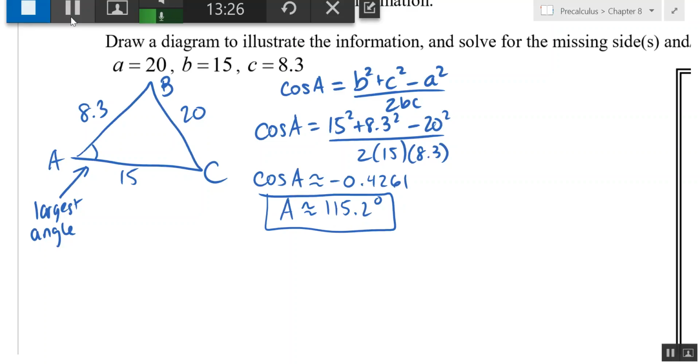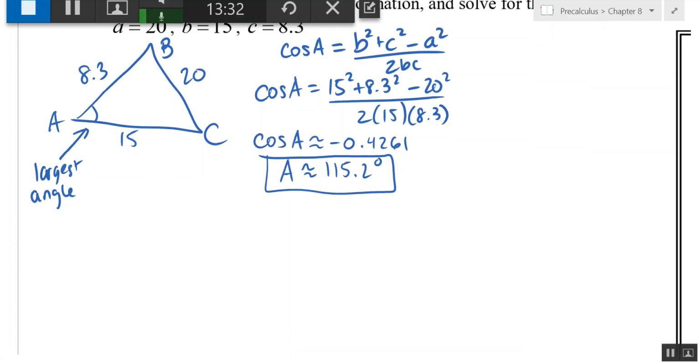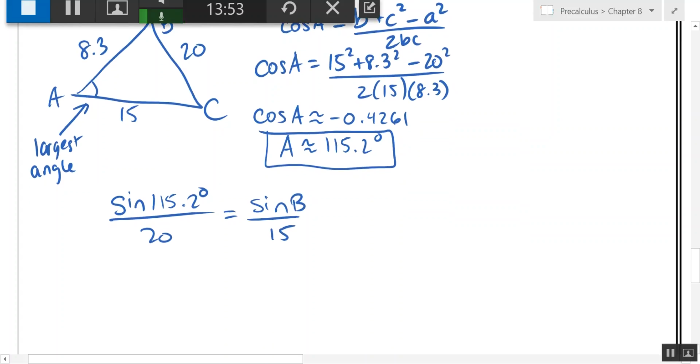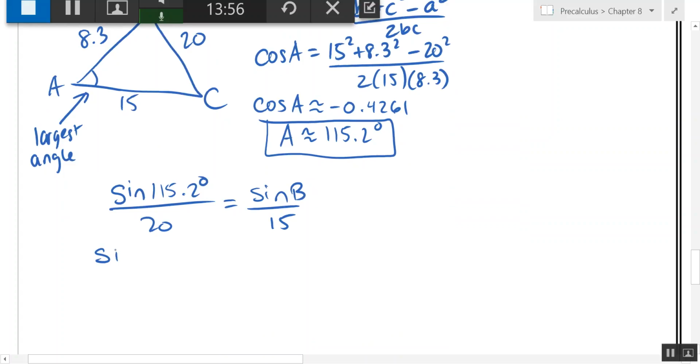Now that we have angle A, we're going to take a look at how we find angle B. We're going to use the law of sines. And we can write this as sine of angle A, which is 115.2 degrees, over side A is equal to sine of B over 15. And we can multiply both sides by 15 to solve for the sine of B. So 15 times the sine of 115.2 degrees all over 20. That's what the sine of B is going to equal.